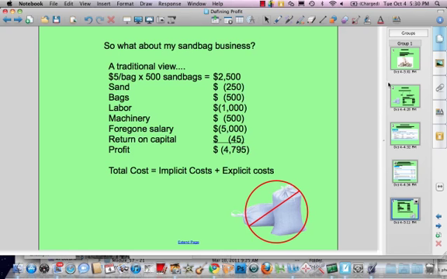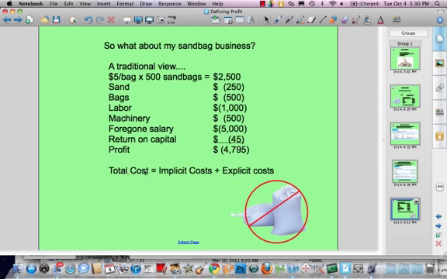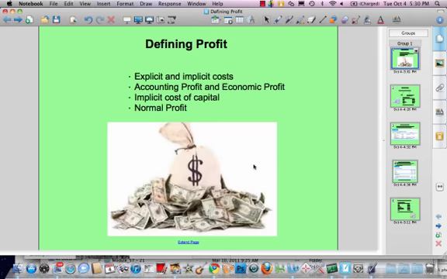Why the difference between this and this? Again, quick summary, total cost, remember, equals implicit costs plus explicit costs. And that is how we figure out economic profit, sort of bottom line, and whether the business that we're investing in, the business that we're spending our time and energy in, is actually creating a positive or a negative return for us. So there you have it.